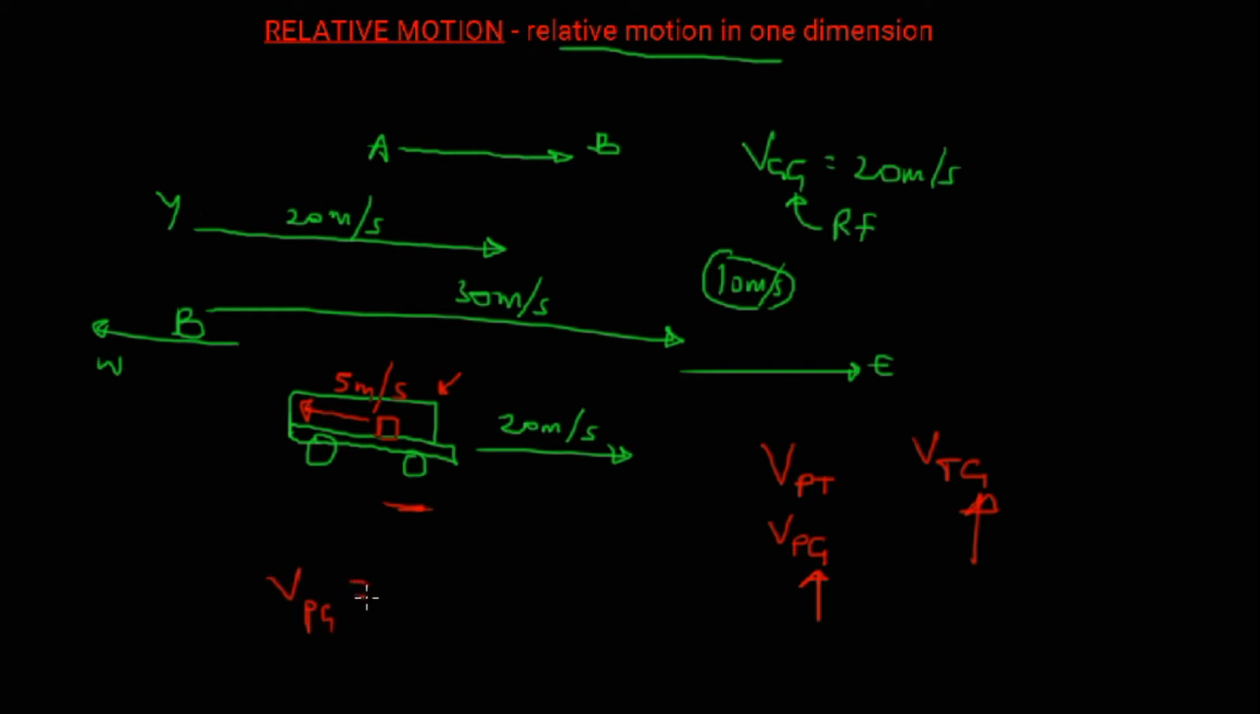We can find it using this formula. Velocity of the person to the train plus relative velocity of the train to the ground.